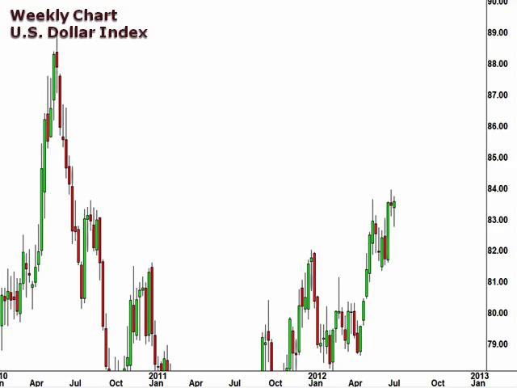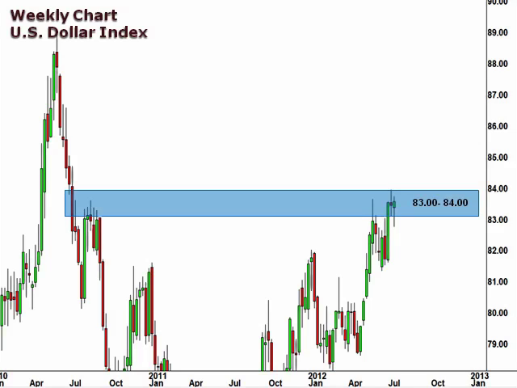Let's start off with a look at a weekly chart of the US dollar index. This is a great way to gain perspective as to how the US dollar has been doing against a basket of currencies. Well, as we can see here, the dollar index has spent the last 2 weeks within the 83.84 resistance level, indicating some indecisiveness.